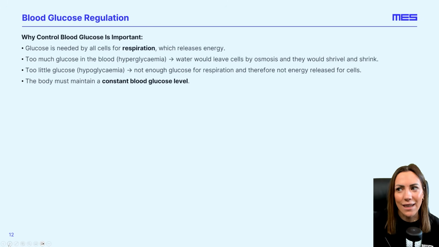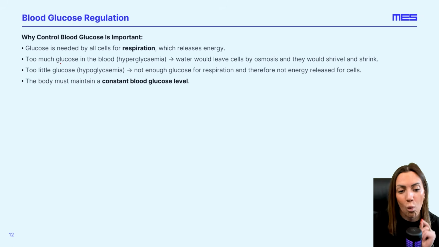Okay, so we're going to look now at an example of homeostasis, maintaining our blood glucose concentration. This is an example of homeostasis. It uses negative feedback, and it's also an example of control via the endocrine system because it uses hormones. So it's a really important one to learn, and it comes up a lot.